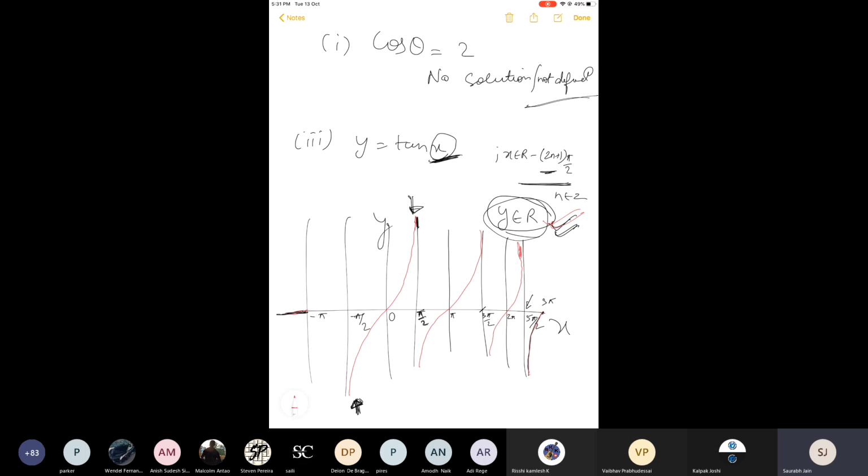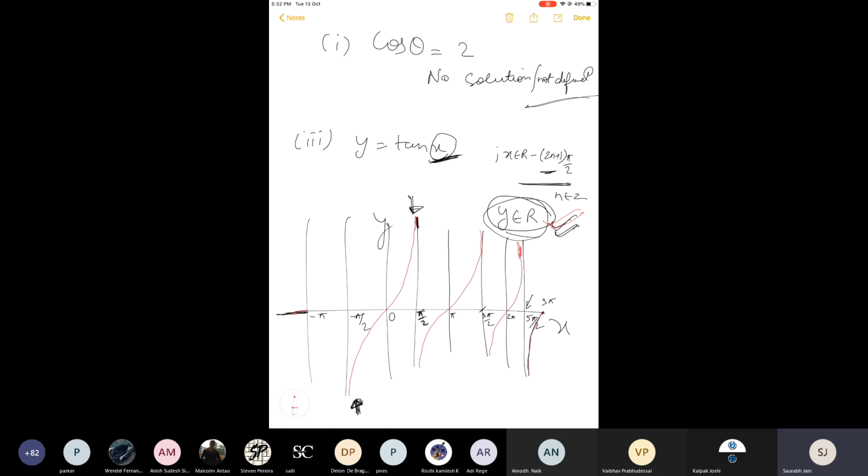Now I have some questions for you. Can you tell me why the graph of tan x is above the x-axis in 0 to pi by 2? What is the reason? 0 to pi by 2, above x-axis. Reason is, yes, anyone? Yes, first quadrant. First quadrant, ASTC rule, it will be above the x-axis.